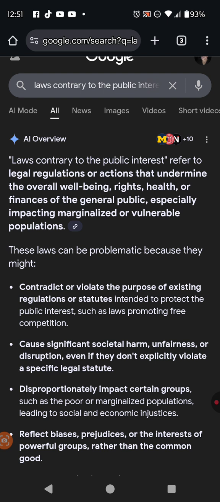Remember, all laws created must be in the public interest. The Constitution is part of the public trust, and this is how we maintain the public trust.